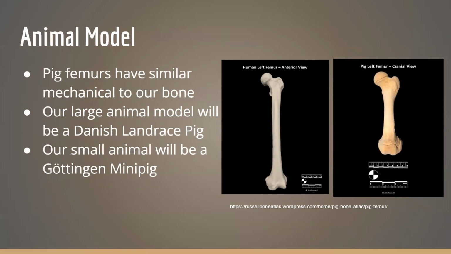So pigs will be used for both our large and small animal models. The Danish Landrace is a common domestic pig breed that will serve as our large animal model. The Göttingen minipig is a breed commonly used in laboratories for medical research. It will be our small animal model. Pigs are great candidates for testing because they have similar genetic makeup, physiology, and size to humans. For example, their femurs have similar mechanical properties and cross-sectional area to human bones. This makes them ideal to simulate a mechanical environment for a device.